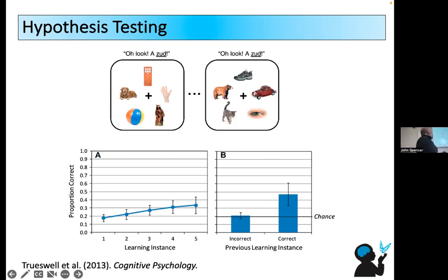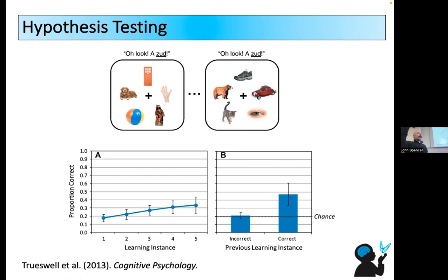And you can see people pretty much start out at chance, right? And then over the course of learning, they get above chance. So they actually do learn in this paradigm. Key data for this hypothesis testing view is shown on the right side of the display over here. The idea with hypothesis testing is if you make a single hypothesis on every trial, if you get it incorrect, you should have no knowledge about what the candidate word might be.